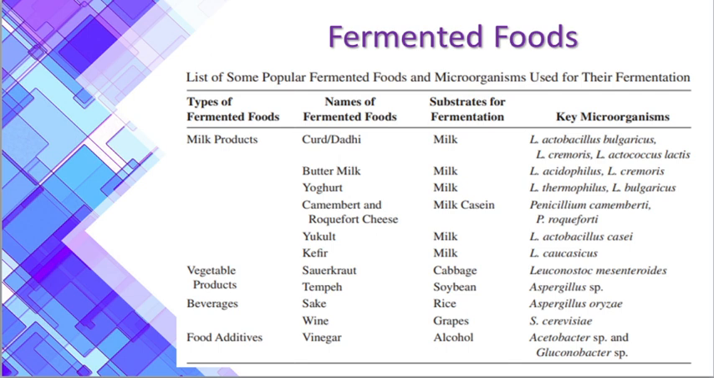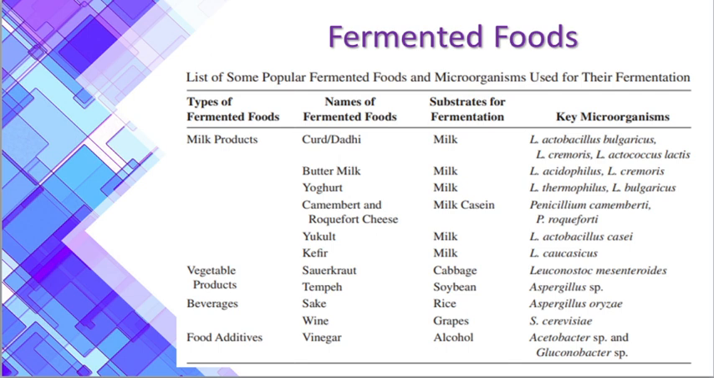in fermentation. First fermented food is curd. The substrate used for fermentation of curd is milk, and the microorganism responsible for fermentation is Lactobacillus bulgaricus and Lactobacillus cremoris and Lactococcus lactis. Sorry if I pronounce any word or any of the scientific name wrongly.